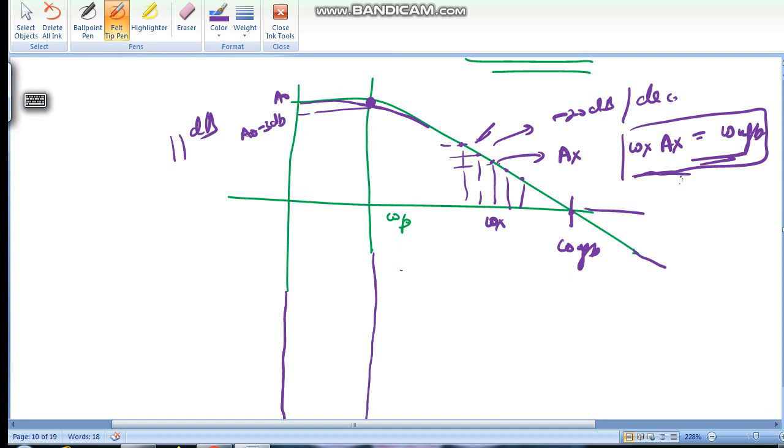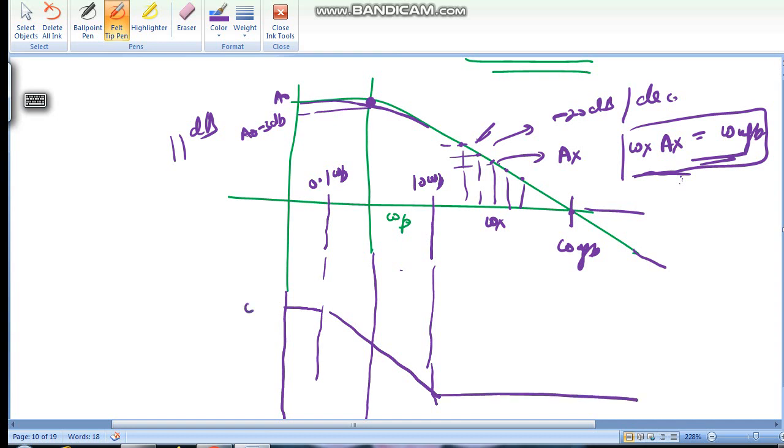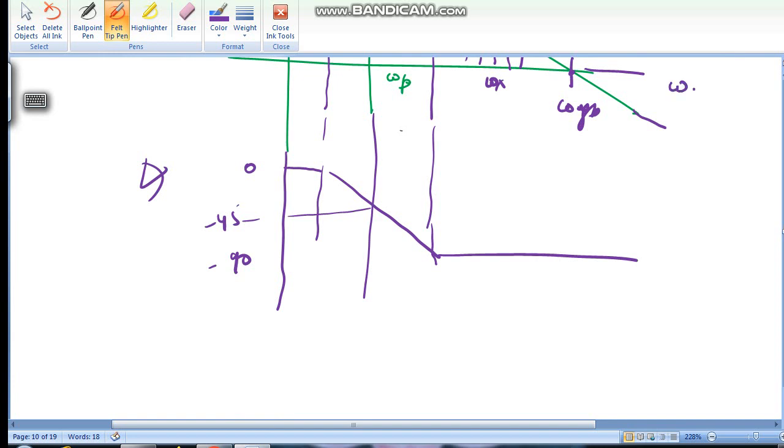The phase plot for a single pole system we have already seen. So say this is 0.1 omega p, this is 10 omega p. So we draw it. This is 0, this is minus 90, and this is minus 45, this is phase, and this is omega x. So this is our phase plot.